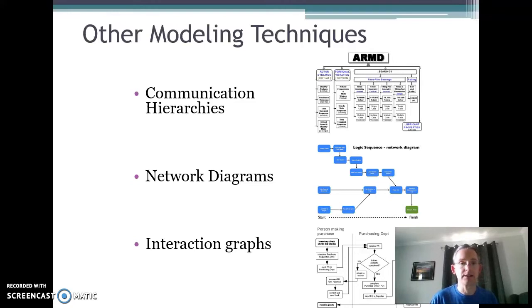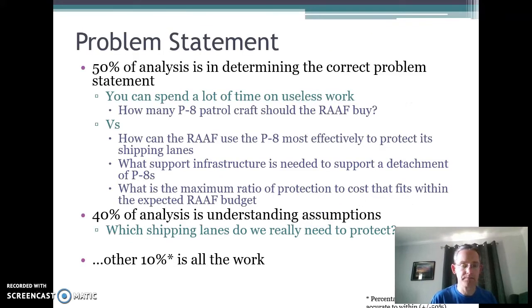Other modeling techniques, communication hierarchies, network diagrams, interaction graphs. Again, all these things, they may not be simulations, but they're communicating the relationships between components of the overall system. Problem statement is key. Anytime we're going to go into an analysis, you've got to spend all the time that you need up front to make sure you're asking the right question.